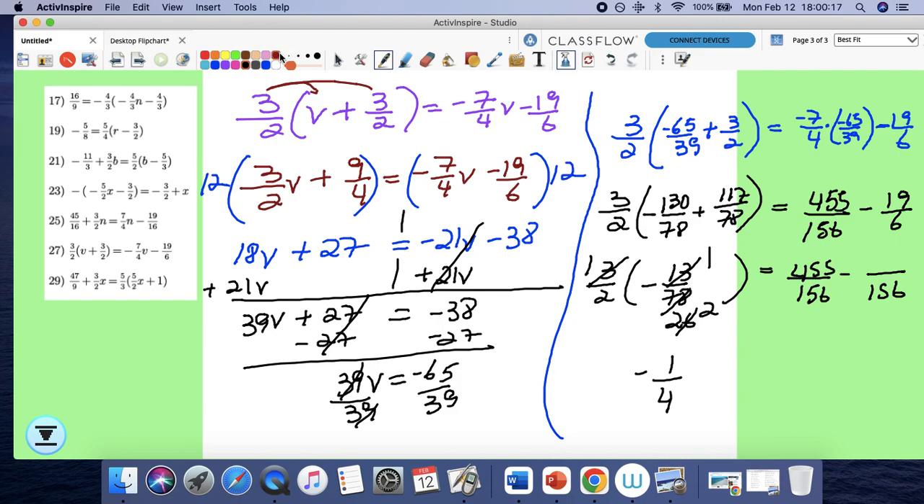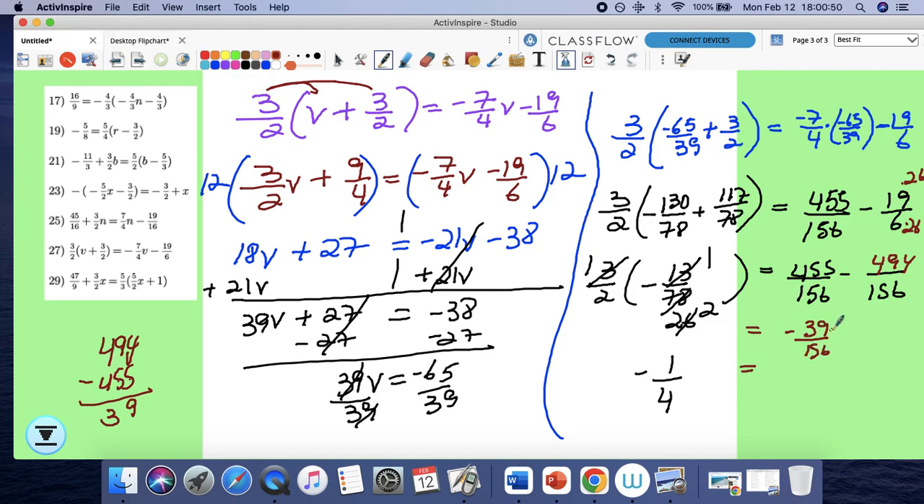Times 26. Let me change colors. Times 26, and I'll multiply the top by 26. So 19 times 26 is 494. Then 455, so we have 494, and then positive 155. So you're going to subtract: 14 and 5 is 9, 8 and 5 is 3. So you're going to have left over negative 139 over 156.